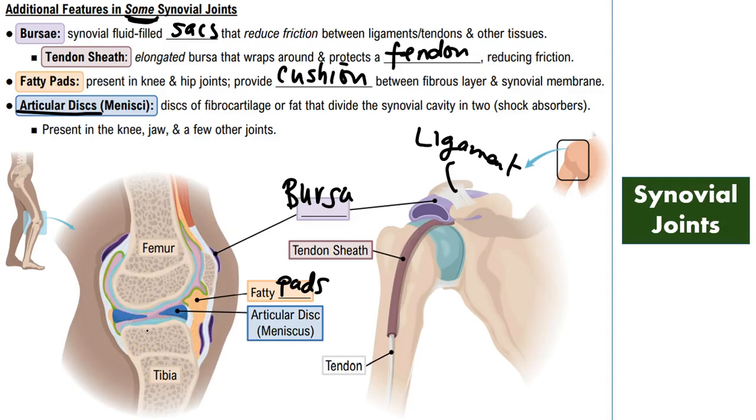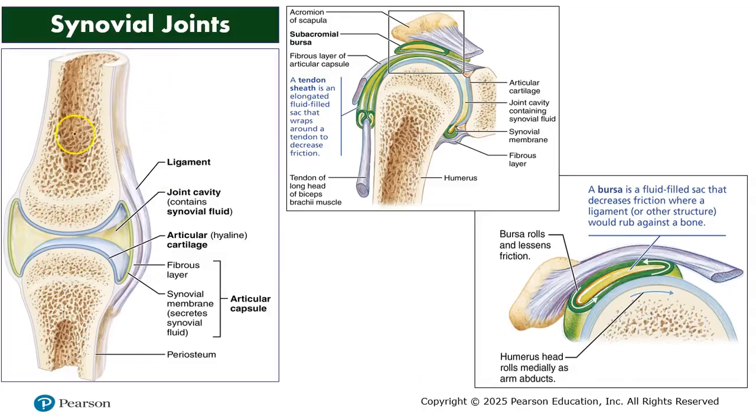So that's the idea behind synovial joints. You want to know the overall general features. You also want to know the additional features that we see here. You can also go to your textbook to see different visuals of what the synovial joints look like. So again, we have our synovial cavity here. We can see our articular cartilage. We also can see ligaments here.